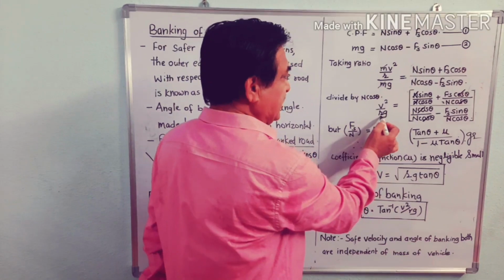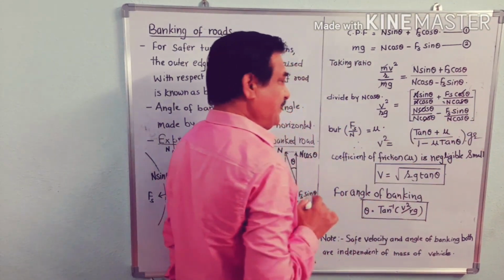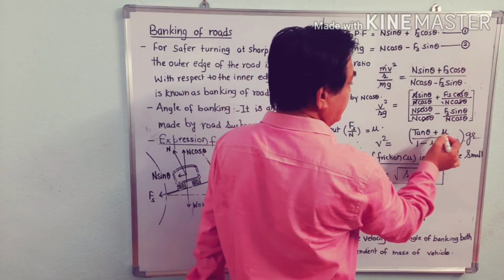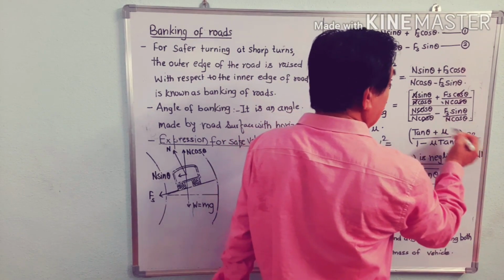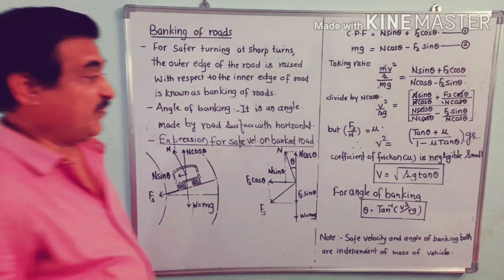And this rg goes in multiplication. So v square is equal to tan theta plus mu upon 1 minus mu tan theta, in the bracket, times rg. So this is the expression for v square.